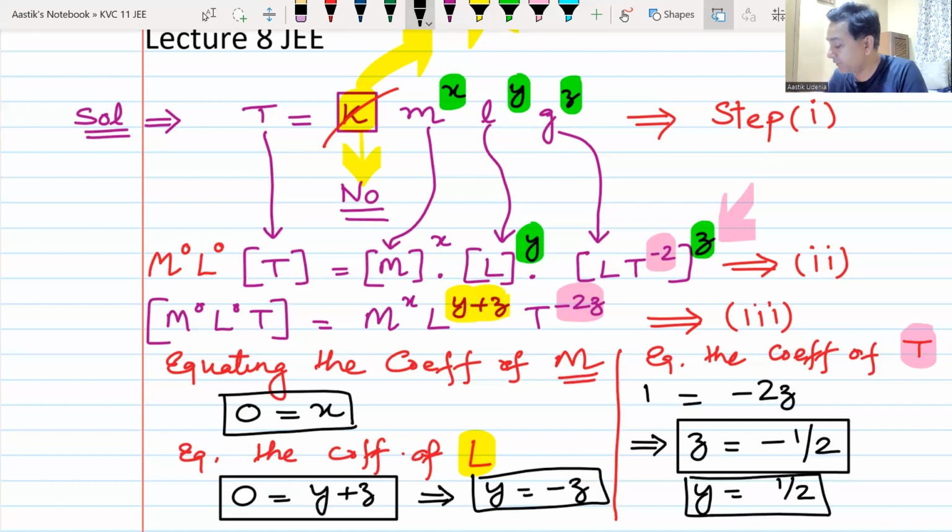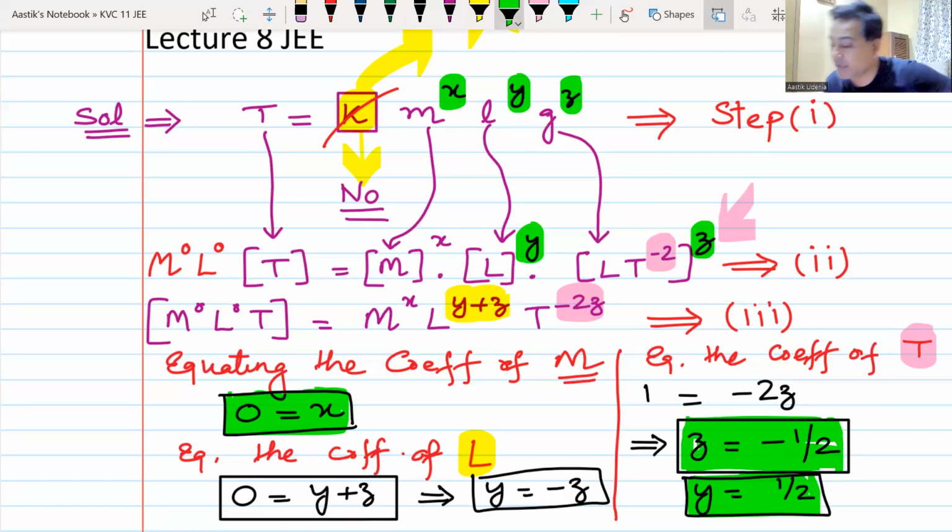So now, if I look, I have solved the equation and I've got the answer for all the three terms, all the three green terms. My x has come out to be 0, my y has come out to be half, and my z has come out to be minus half. I cannot do anything with k. K is unknown, so I'll keep k as k.